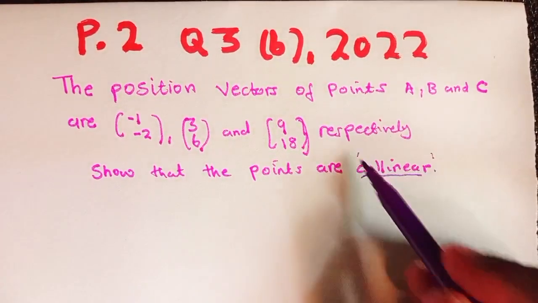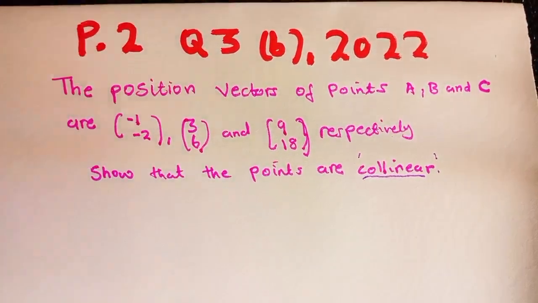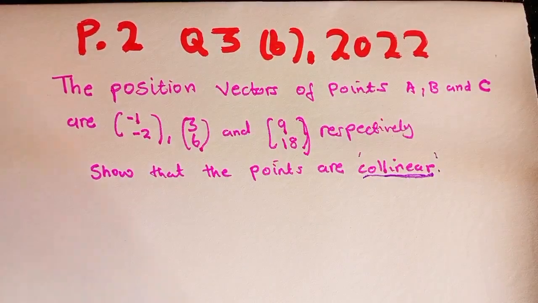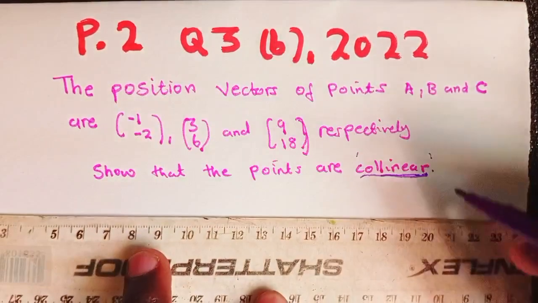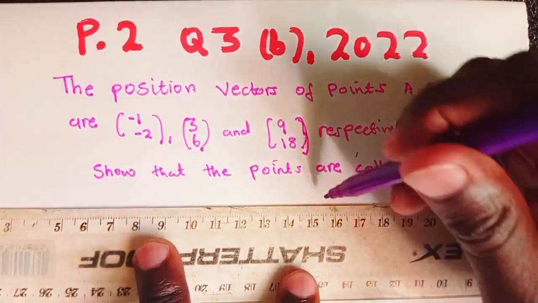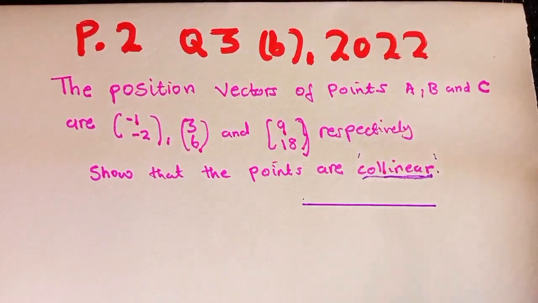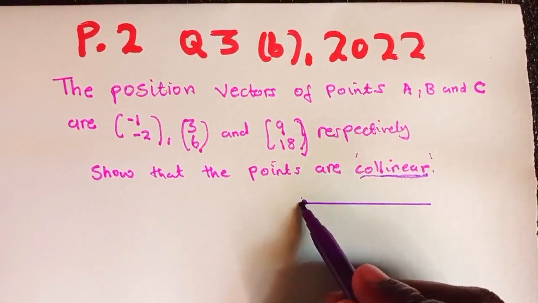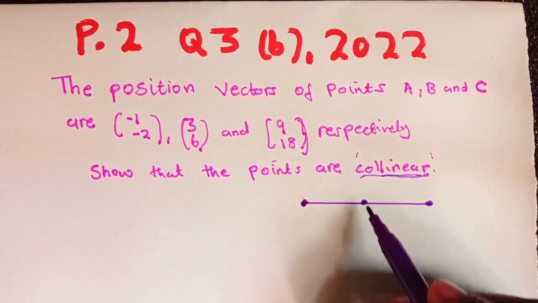Collinear, okay. What do they mean when they say the points are collinear? Collinear simply means, this word linear here simply means straight line. So it means that these points are like this, I'll just draw a straight line. If the points are collinear, it simply means they're in a straight line. Maybe you can have one point here, the other one there, and the other one there. So collinear simply means they're in a straight line.